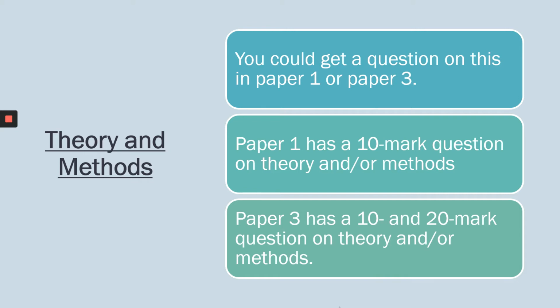Sometimes they like to mix the questions together, so you might have a question asking how a theoretical perspective could affect a choice of method or something like that. So that's why I've put and or methods. It sometimes isn't neatly theory or methods. It can be a combination. Paper 3 has a 10-mark question and a 20-mark question on theory and or methods. So there's more of this content in paper 3.